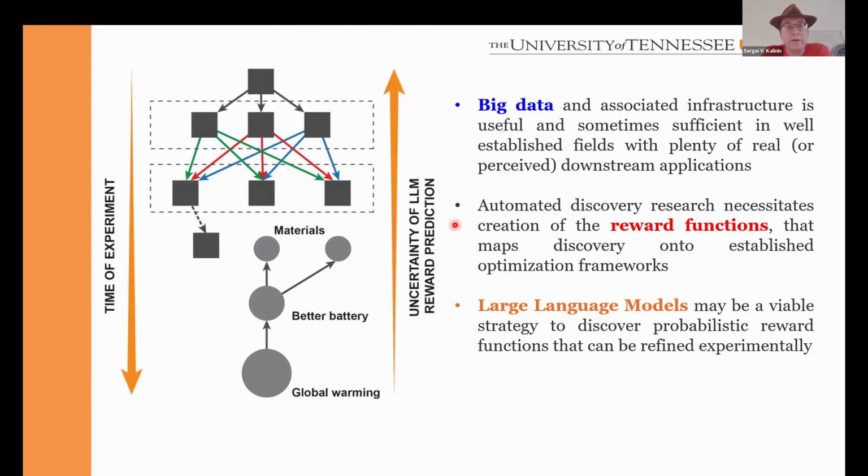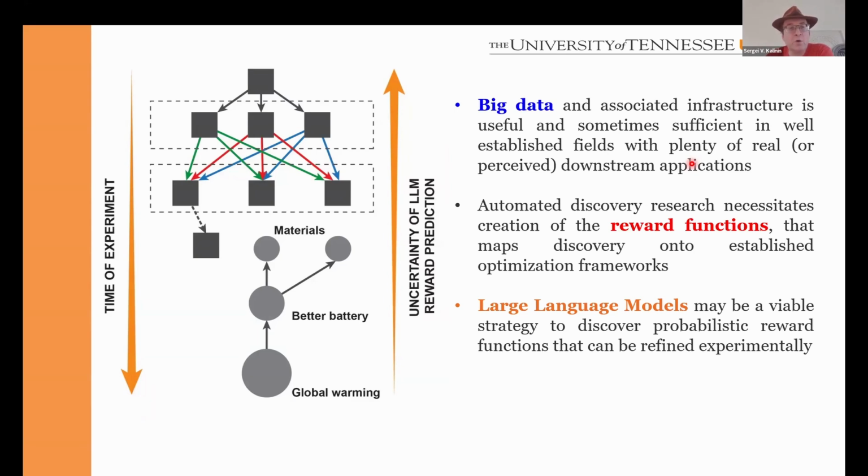So to finish my presentation, we hear a lot about big data and machine learning. And all of us know that the current driving force behind the industrial development of machine learning is the belief that large models and large volumes of data are going to change the world. From a scientific perspective, this is not completely correct. So big data is useful in well-established fields with plenty of real applications. So if we have a lot of data in fields like medicine and biology, or the semiconductor industry, big data is the way to go.